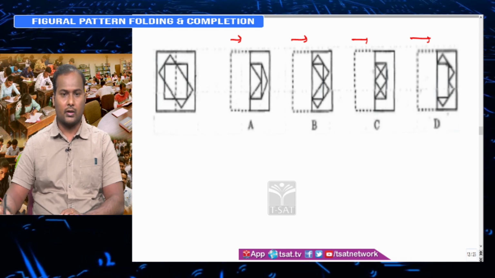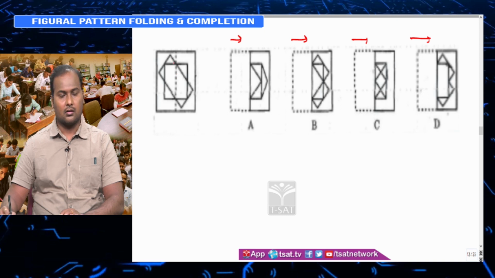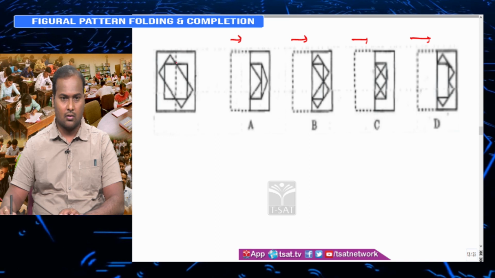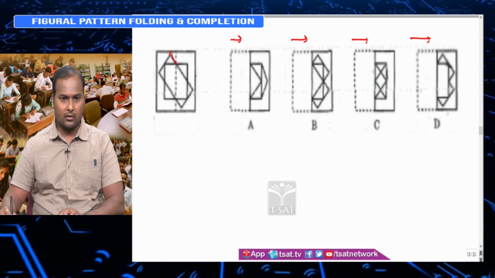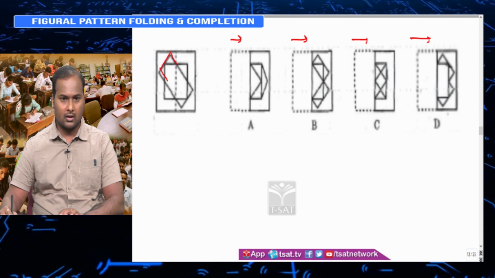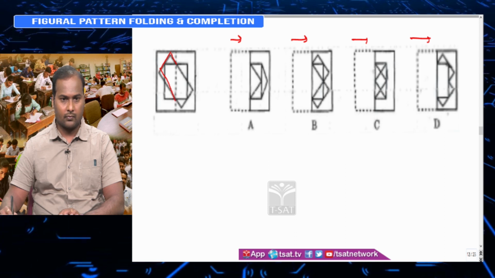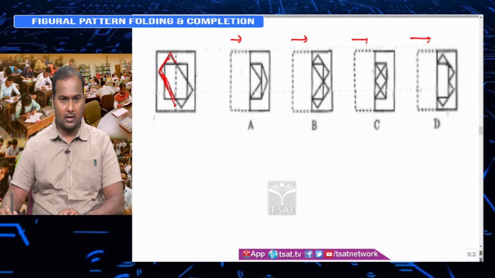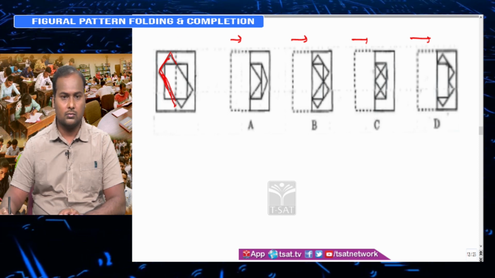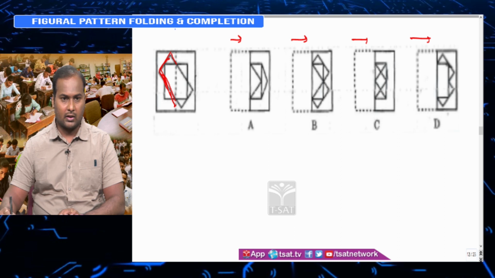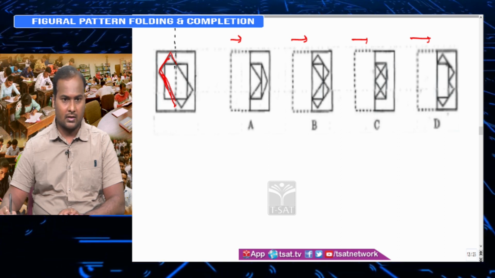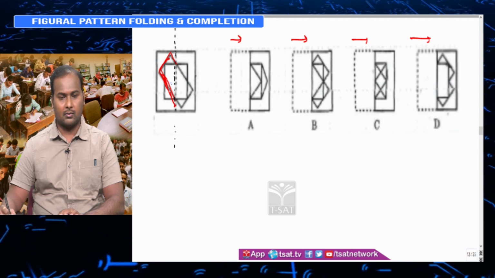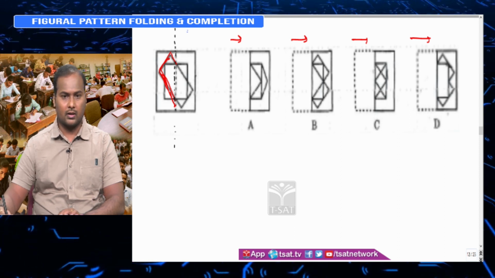So you rotate the left side and keep the right side the same. For example, see here, whatever diagram I am drawing in red, that red one will change. The remaining part will be as it is. Now I know that this particular line, the center, acts as a mirror. Whatever is near the mirror, keep near the mirror. Whatever is away from the mirror, keep away from the mirror. You will get the answer.